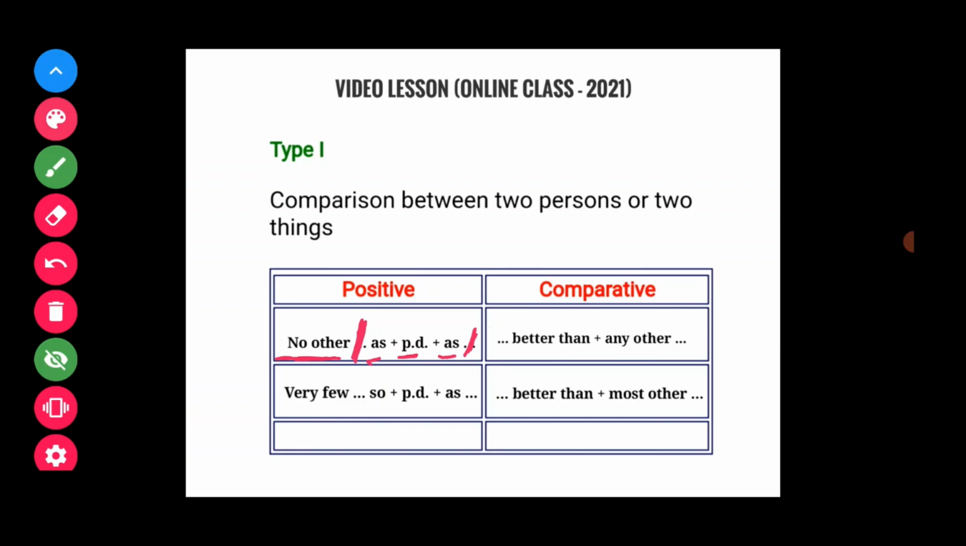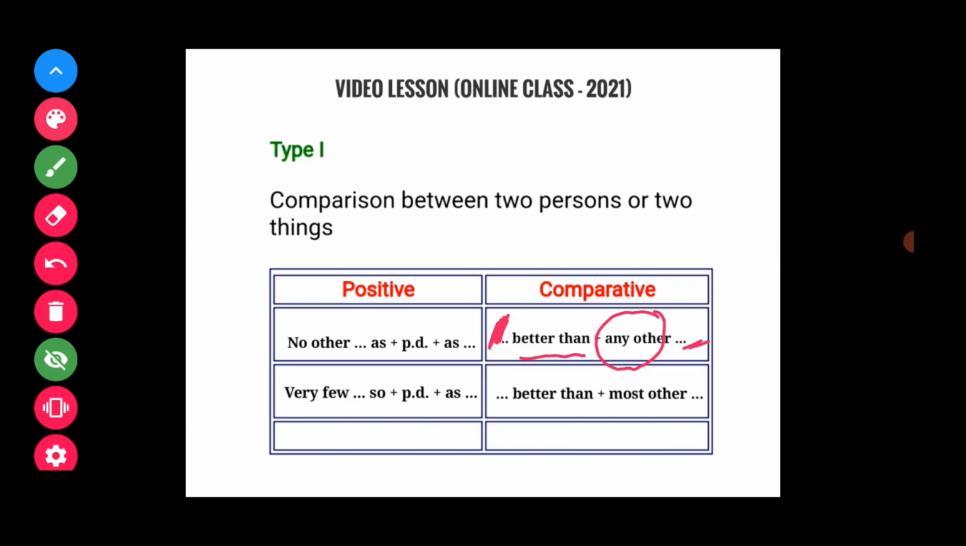Now in the comparative part, you see here a part of the sentence in the beginning. And then we have better than. Here CD means comparative degree. I'm using an example. Better, it was CD. Now a part of the sentence will be there in the beginning, then better than, then without any other sentence or addition, any other, then we have the remaining part of the sentence.